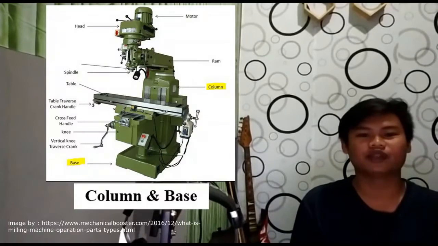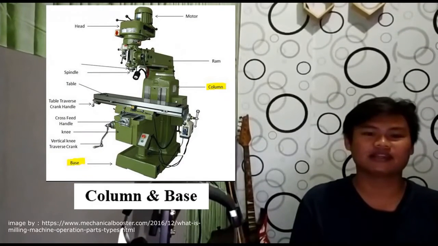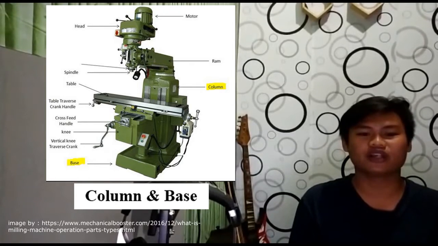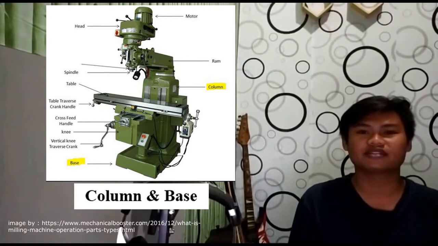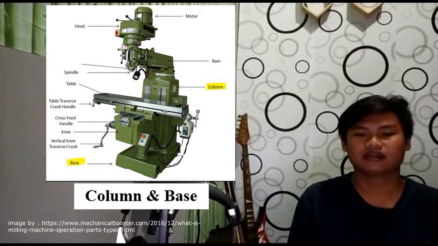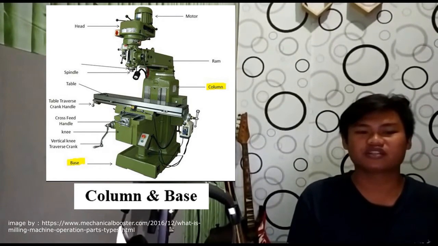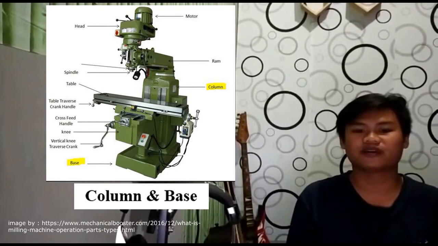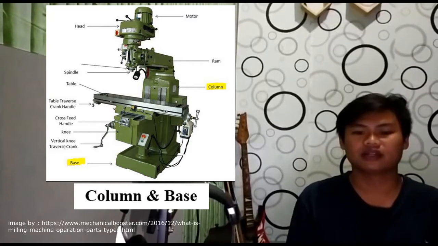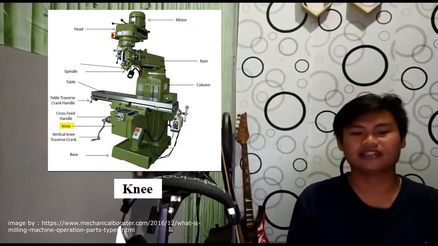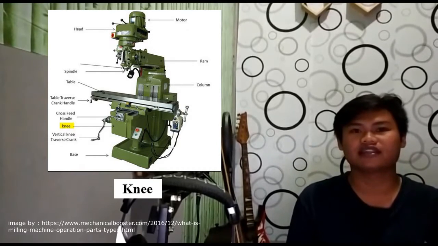The first one, column and base. Column, including base, is the main casting that supports all other parts of the milling machine. The column contains an oil reservoir and a pump which lubricates the spindle. The column rests on the base, and the base contains a coolant reservoir, a pump which is used during machining operation that requires coolant.